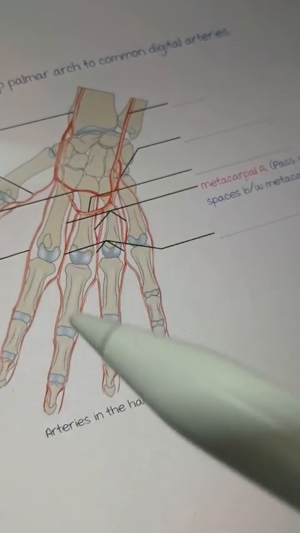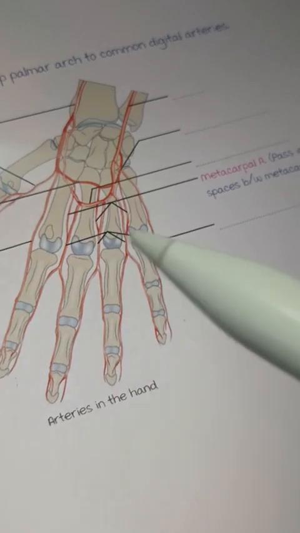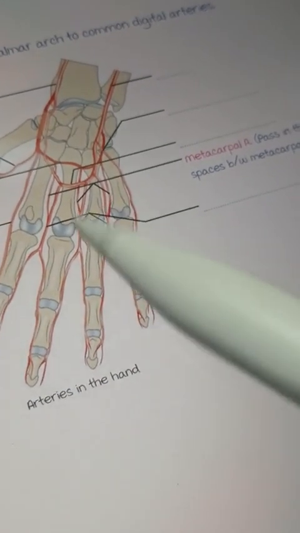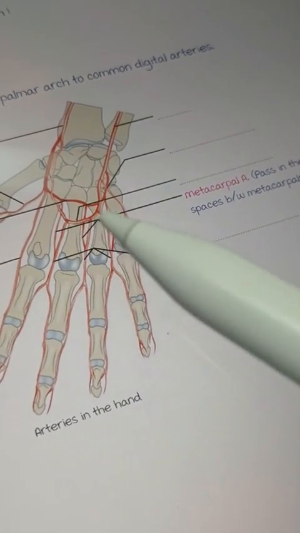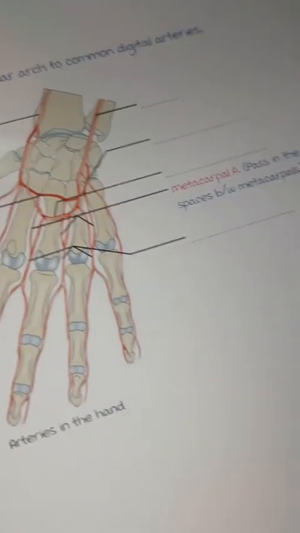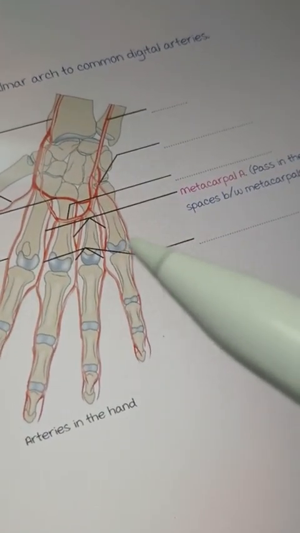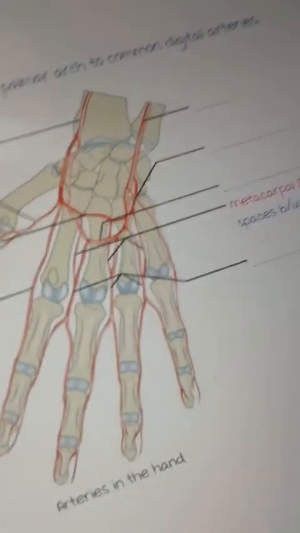Can you see guys? Yeah, these are the metacarpal arteries which join the common digital arteries with the deep palmar arch and pass in spaces between metacarpals. And what is this? Deep branch of the ulnar artery. What is this? Ulnar artery. And what are these? These are the common digital arteries. So you can see in this diagram guys.